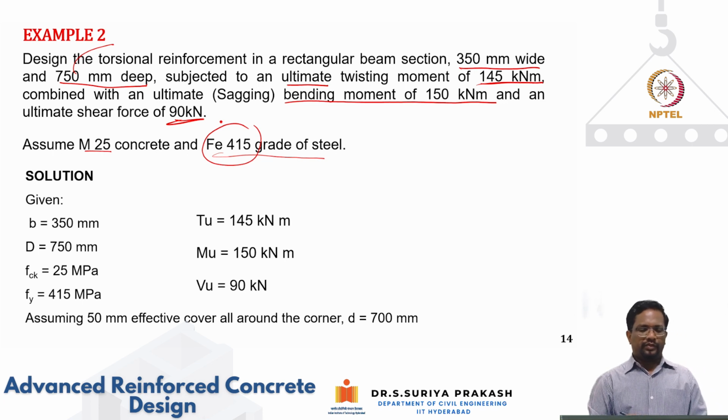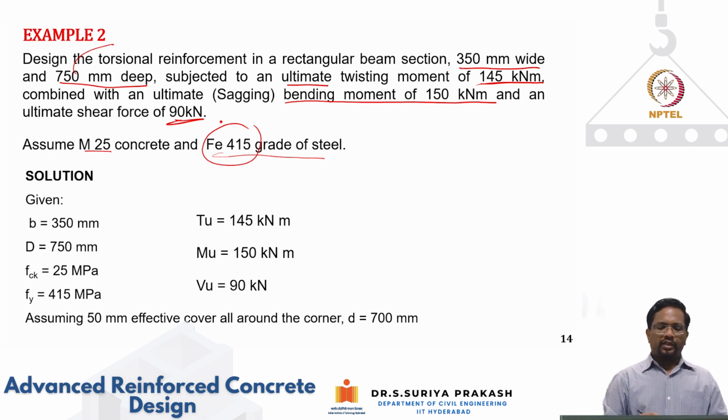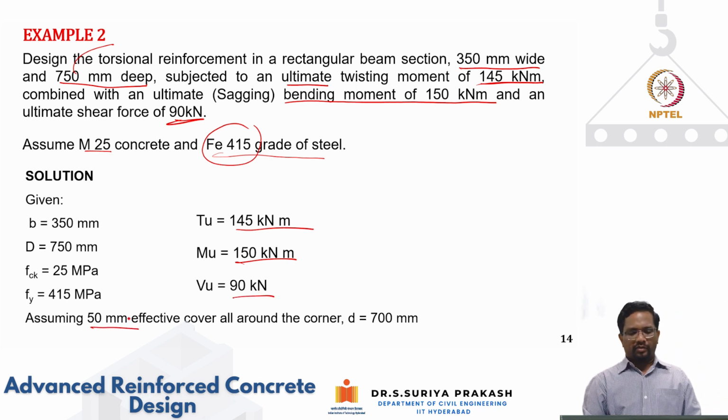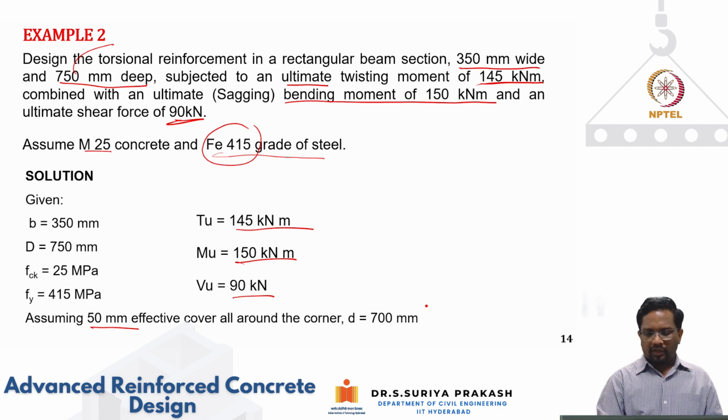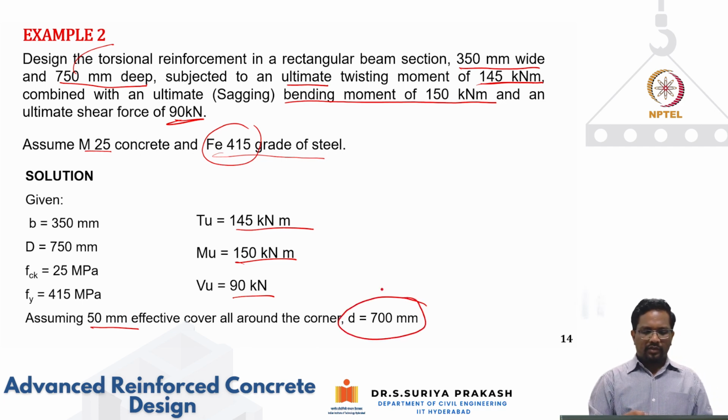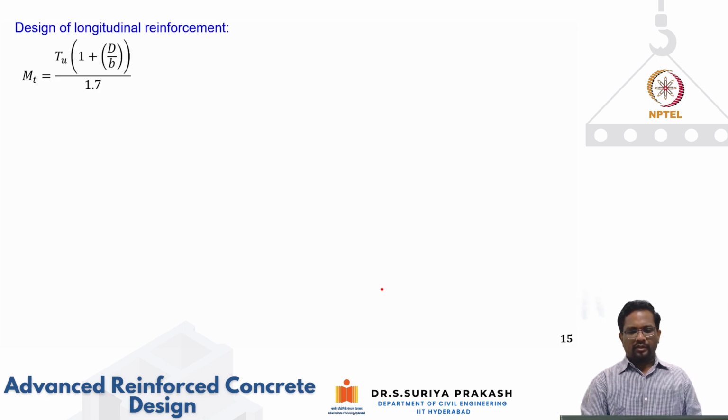B is 350, depth is 750, fck is 25, fy is 415, and the torsional demand is 145, flexure demand is 150, shear is 90, and you're going to take 50 effective cover all around the corner, and your effective depth is 700 millimeter. Okay, assuming 50 cover. So, design of longitudinal bar.